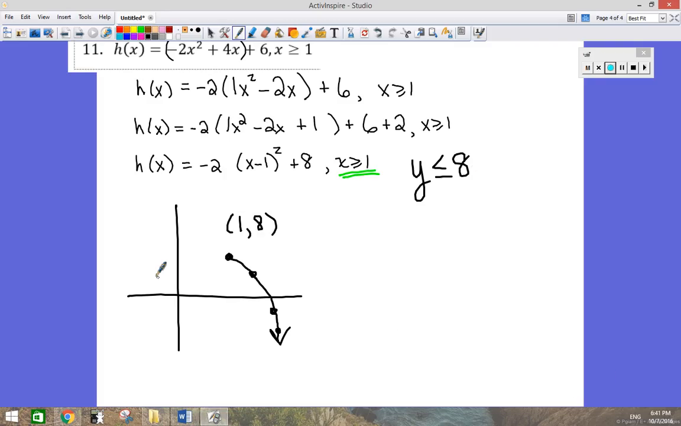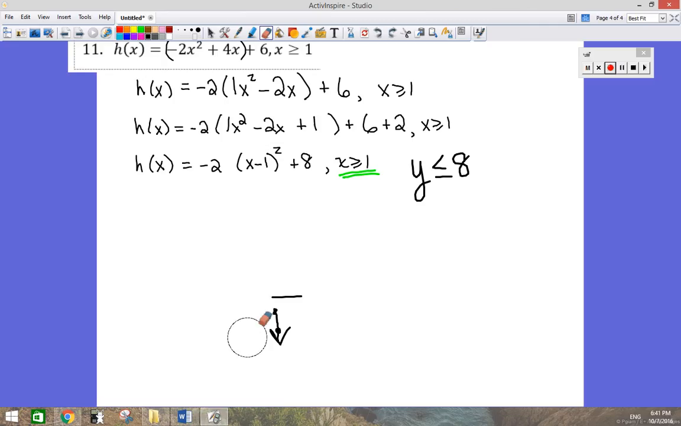Okay? Since this graph passes my horizontal line test, I know that the inverse is going to be a function, and furthermore, it's going to be a 1-to-1 function. Let's come in, rewrite our equation using just x and y.